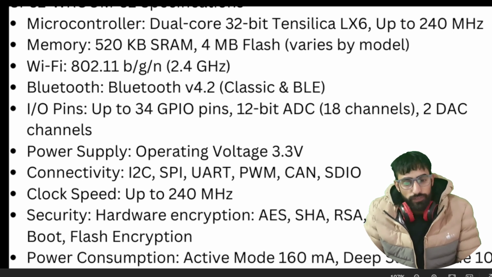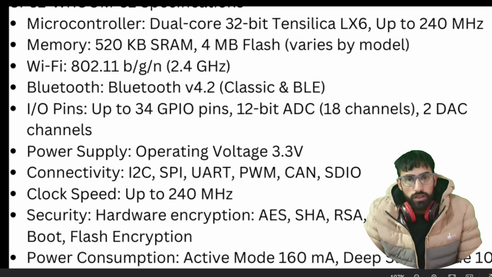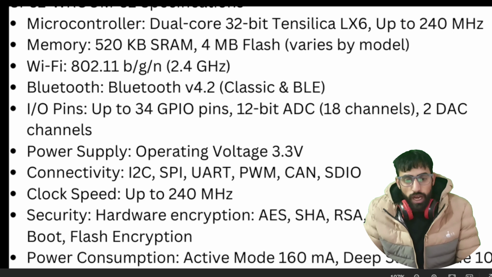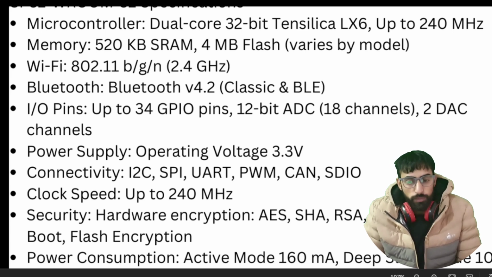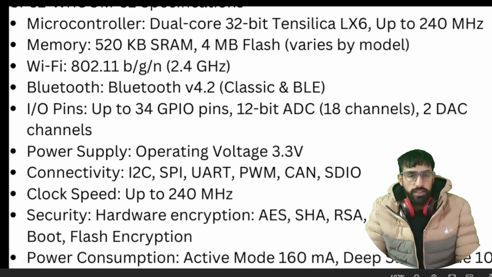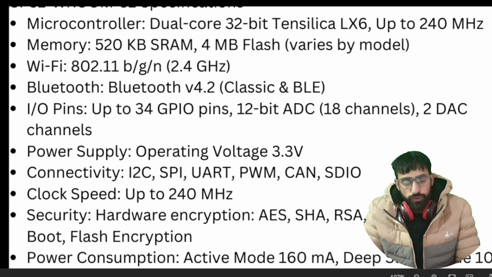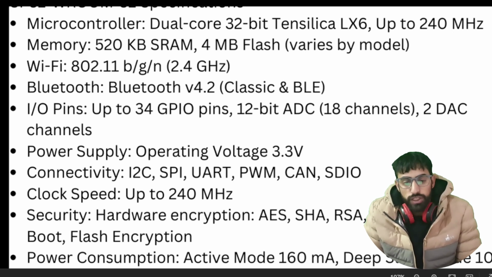Okay, it's Wi-Fi enabled, with Wi-Fi at 2.4 gigahertz. It is also Bluetooth enabled; some ESP32 boards have Bluetooth. And here are the IO pins. There are 34 GPIO pins, with a 12-bit ADC and 18 channels. Okay, for the power supply, the operating voltage is 3.3 volt.